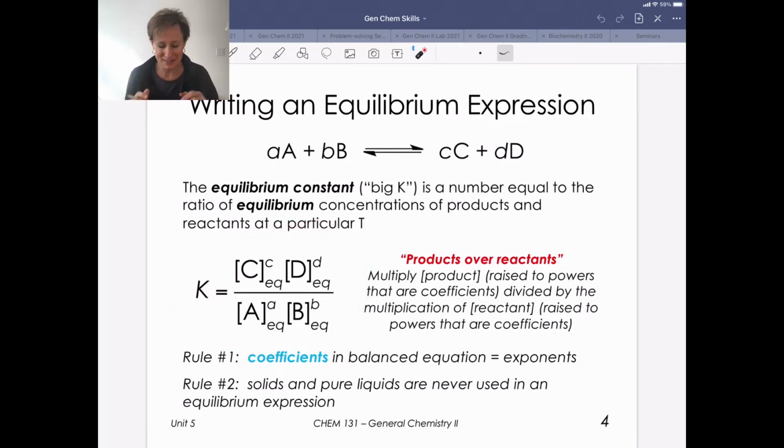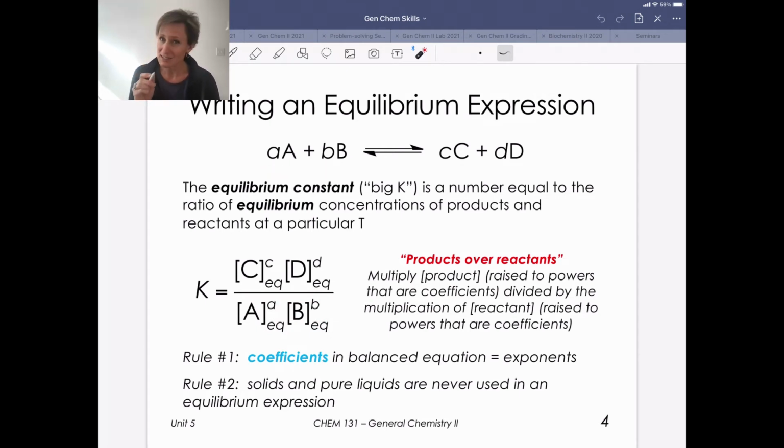So I'm going to tell you what this is. What we do is I want you to have in your brain products over reactants, products over reactants. That's how we write an equilibrium constant. And what you do is you multiply the concentration of products raised to powers that are coefficients, and then you divide that by the multiplication of the concentration of reactants raised to powers that are coefficients.